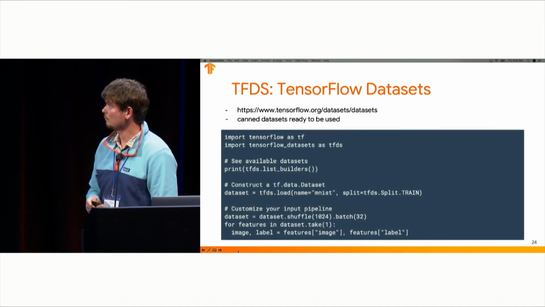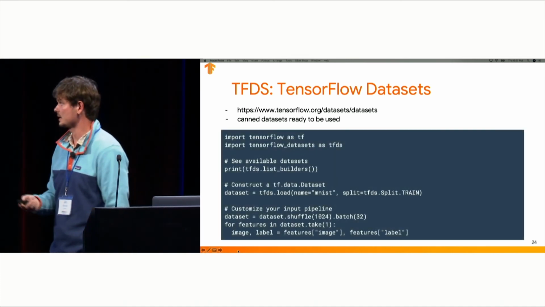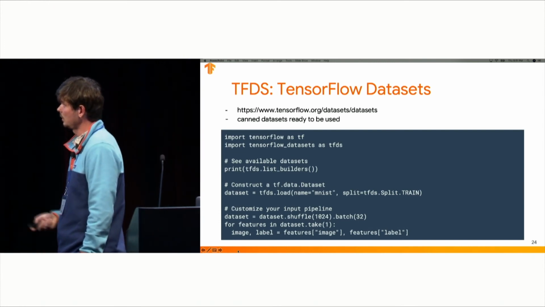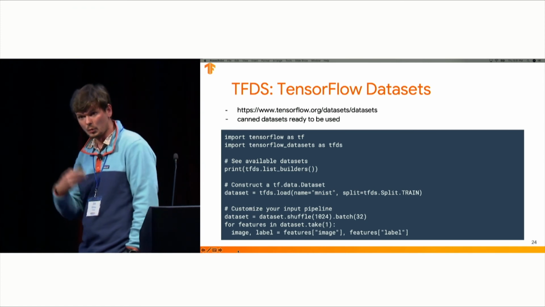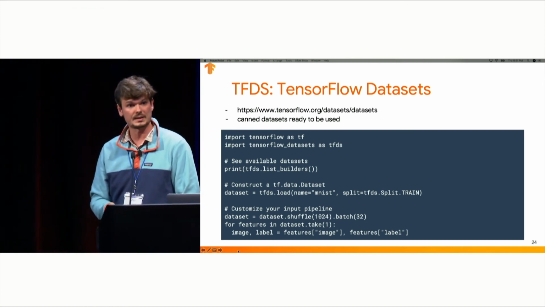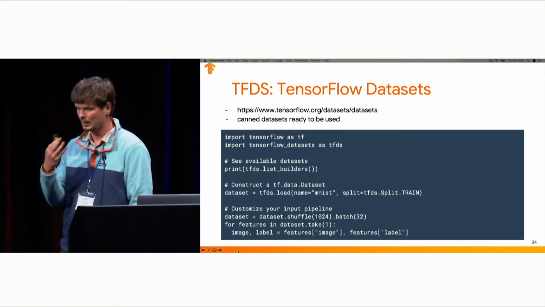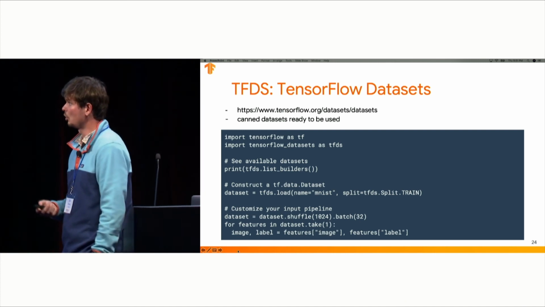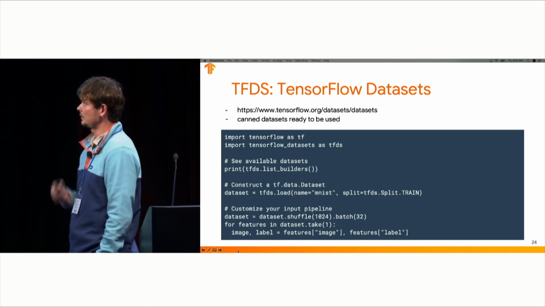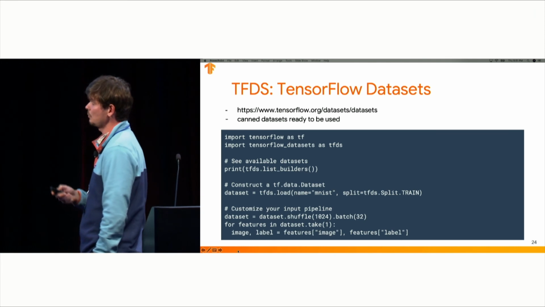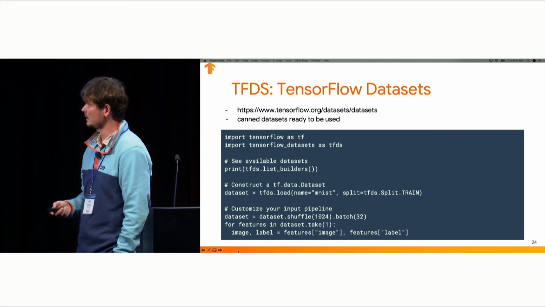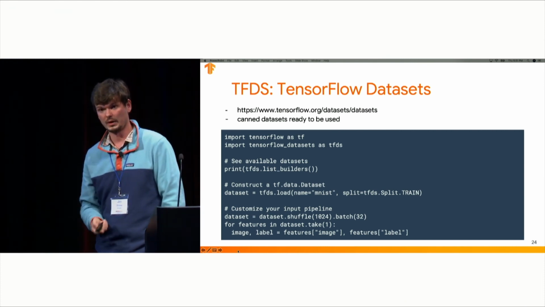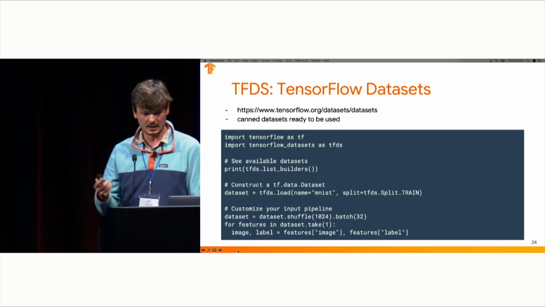And the way you use it is it's a separate Python library. The list_builders call allows you to enumerate all the different datasets that are available. These span text, image, video. And then through tfds.load, you specify the name of the dataset that you're interested in. In this example, it's the MNIST dataset, and whether you're looking to get train data or test data.